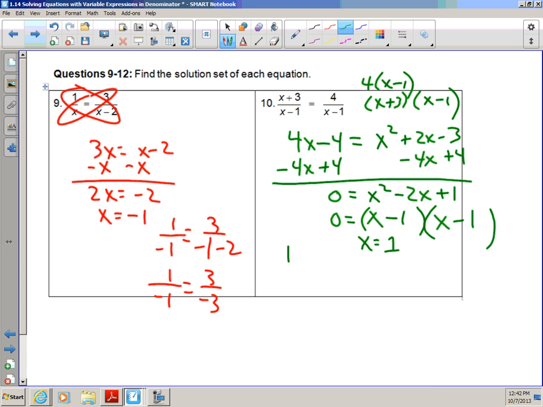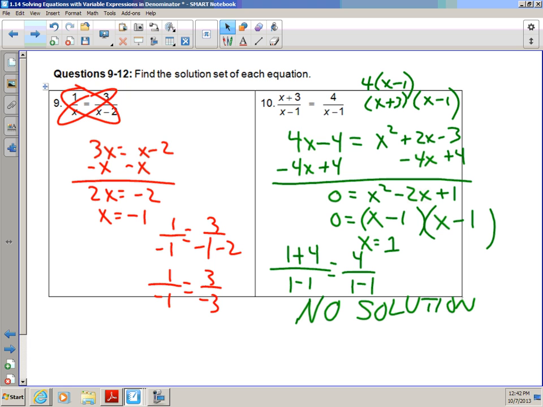However, when I go and substitute in, you should clearly see, and all it has to do is fail in one of the fractions, that I end up with 0 in my denominator, so I have no solution. That means there is no real number that will satisfy this equation. It's unsolvable in the real number system.